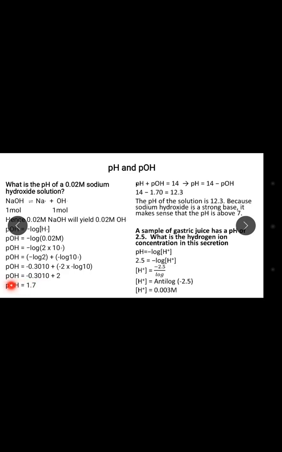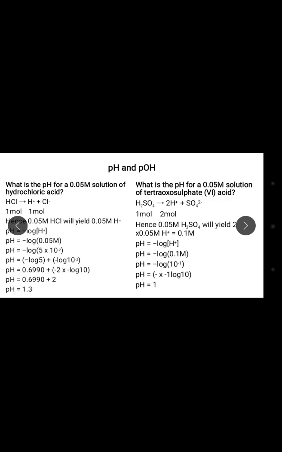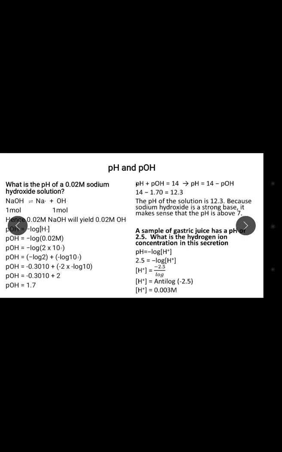Why are we using pOH for this? Because we are dealing with a base. You remember in the example for the acid, we didn't use pOH, we used pH because we were dealing with an acid. So take note of that.